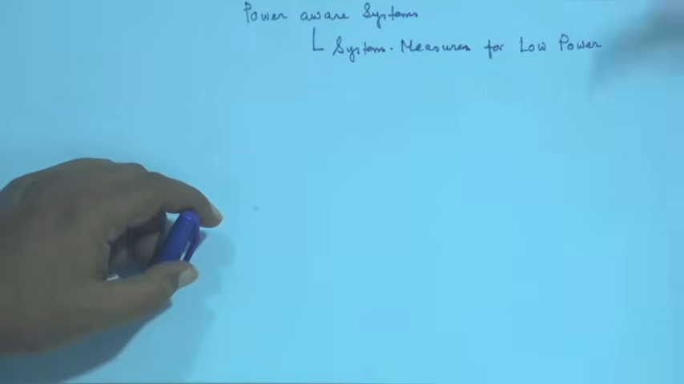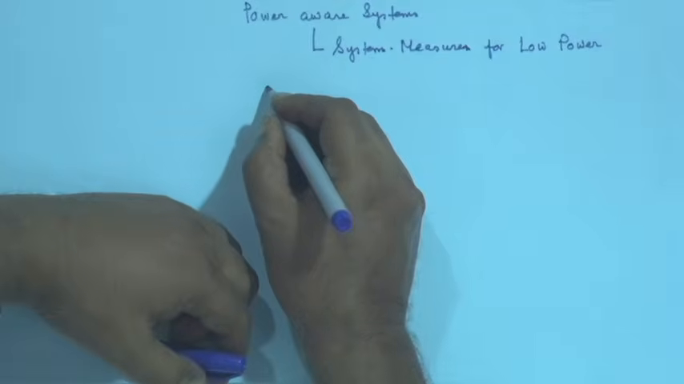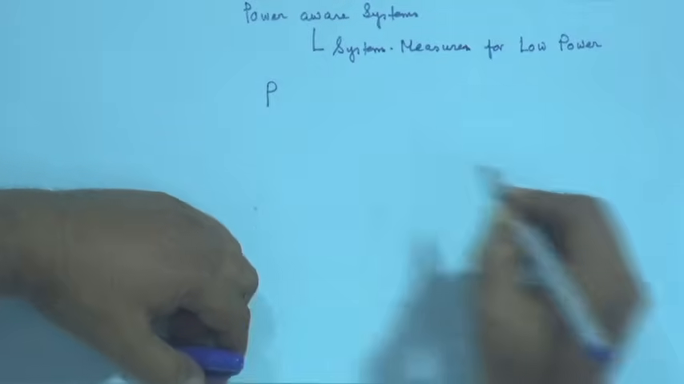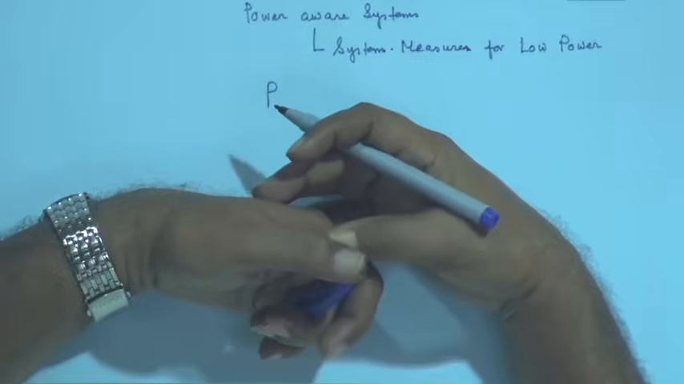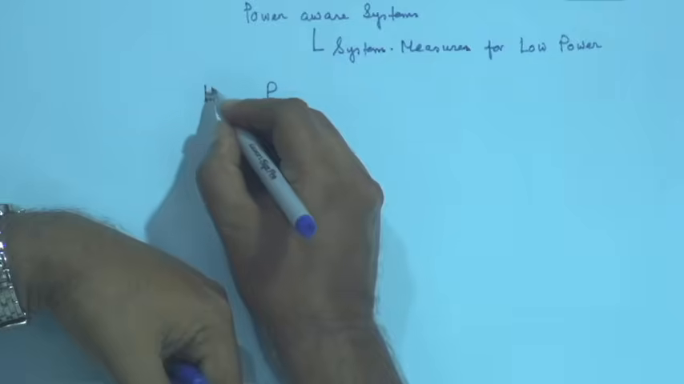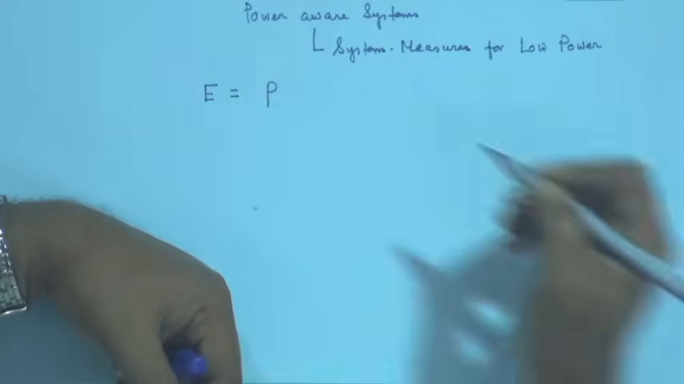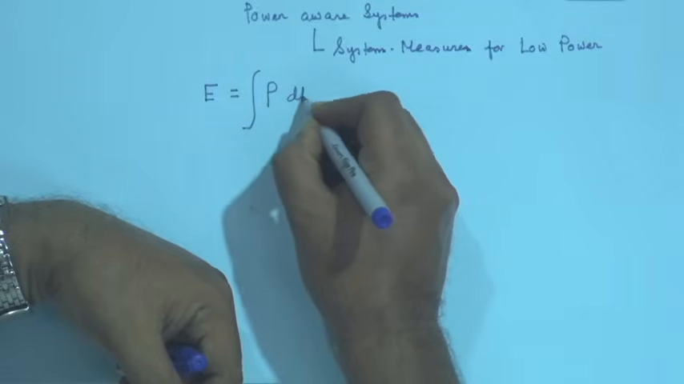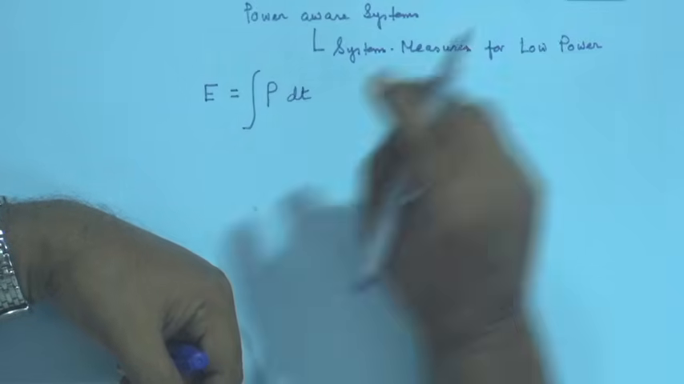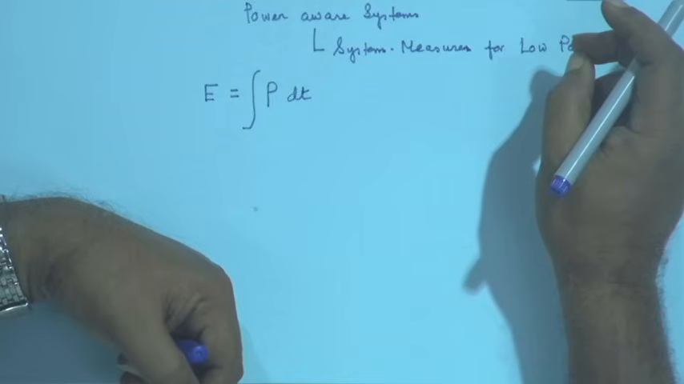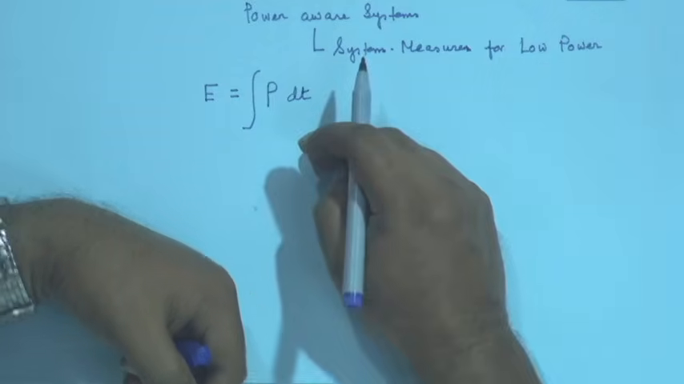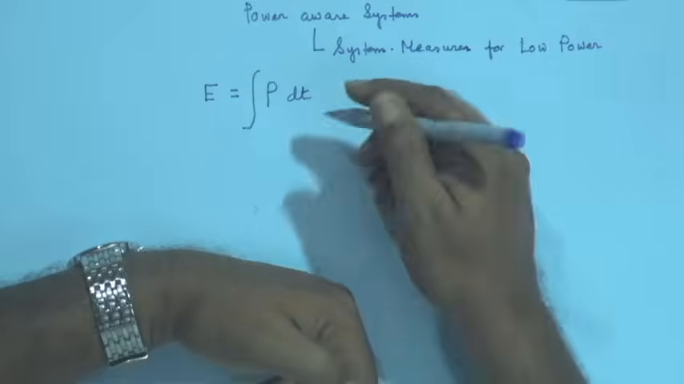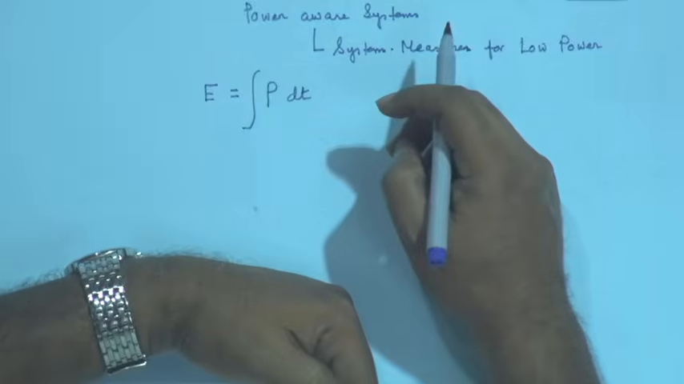Now there are two things that we are concerned about. One is power. All of you know what electric power is, right? And another factor is energy. And you know that they are related. Energy is the integral of power over time, right? Now, both of these are important.